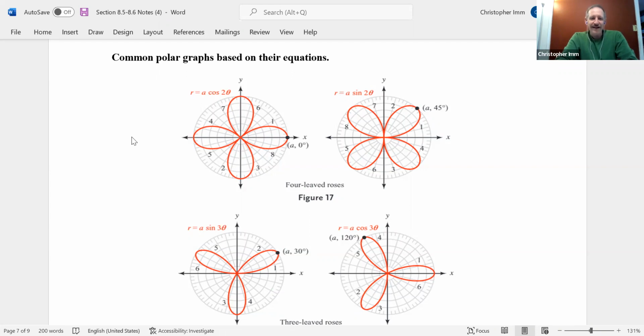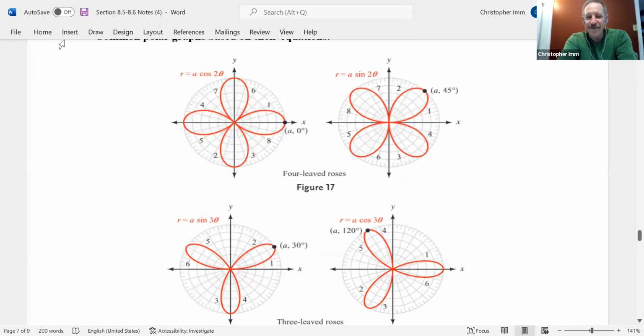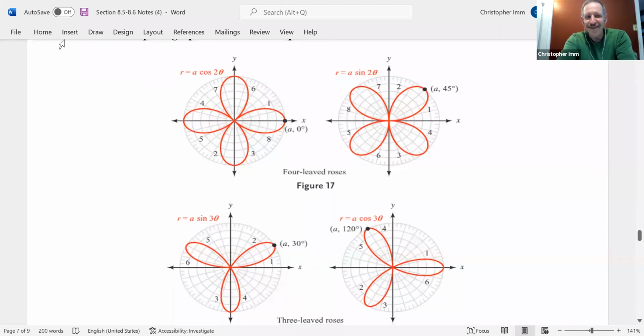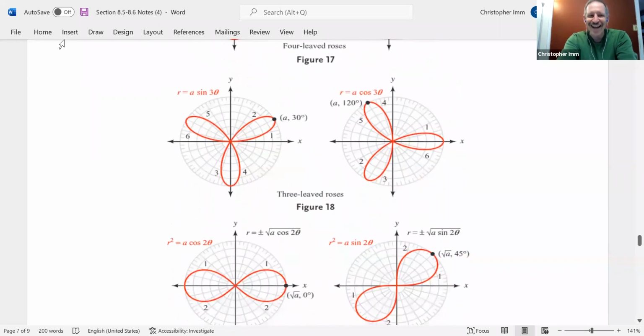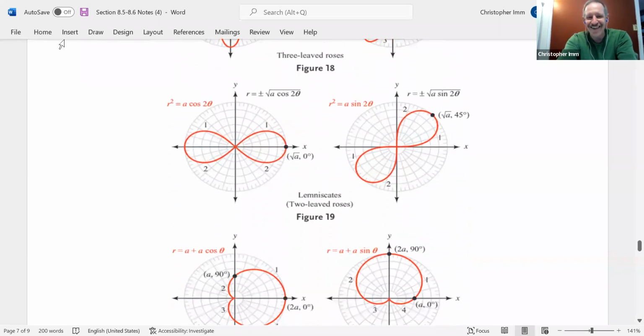Those graphs only take 0 to 180 degrees to map out. So these are called rose graphs, or 4-leafed roses, 3-leafed roses, very pretty. Of course, the A will give you how far you go out. So the A out in front sort of controls your radius. What other sort of graphs can we make? We couldn't make any of this stuff with Cartesian coordinates.